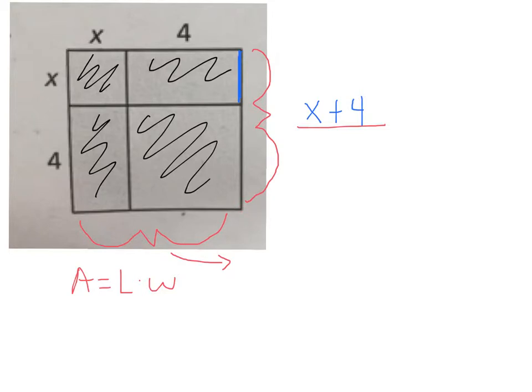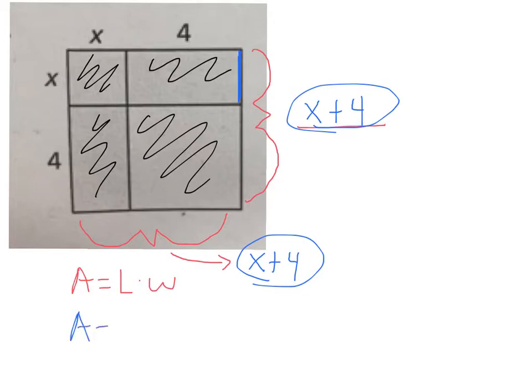Now, if you look along the bottom, this is also x, and this is also 4, so the length of this whole thing will be this x plus this 4, right? So it's also x plus 4. Now, if we want the area of the shaded region, we've got to take the length and multiply it by the width, don't we? So my area is going to be x plus 4 times x plus 4, right?